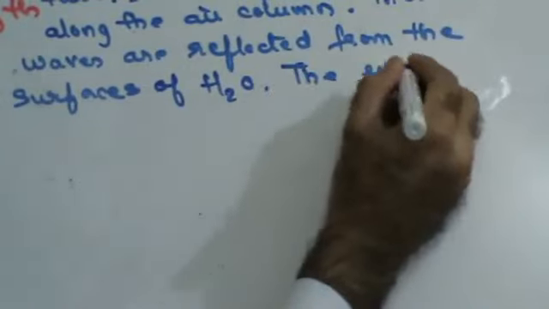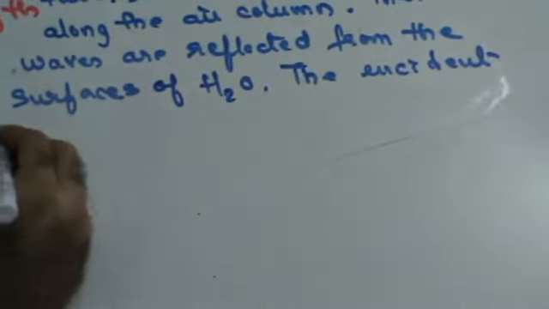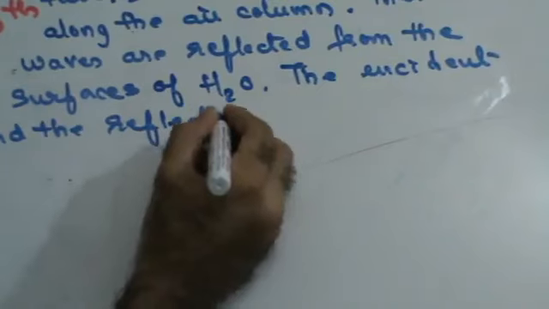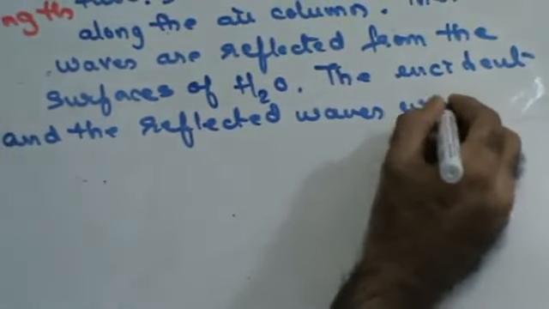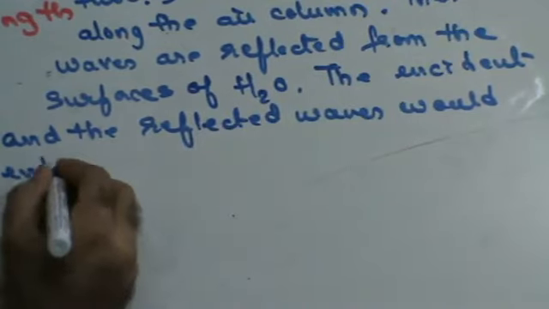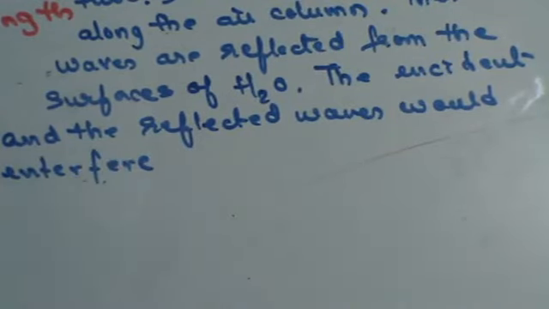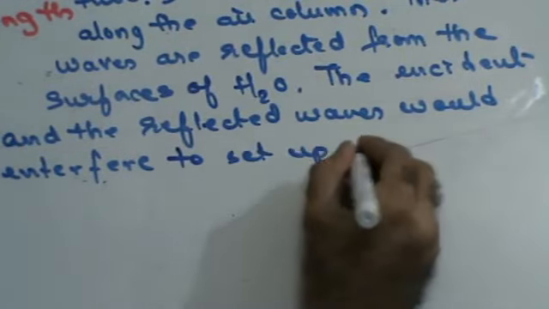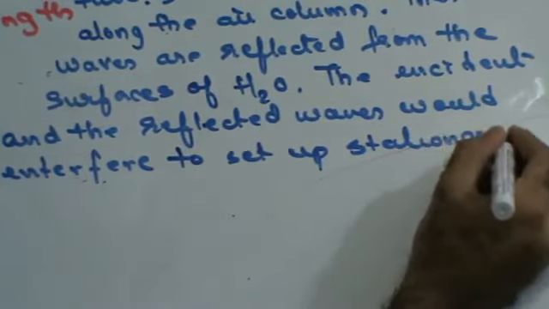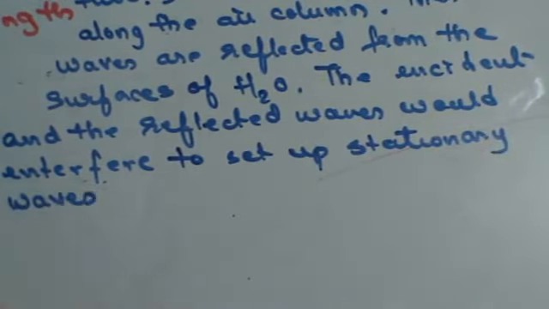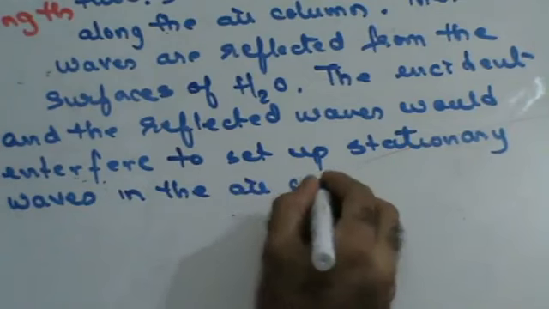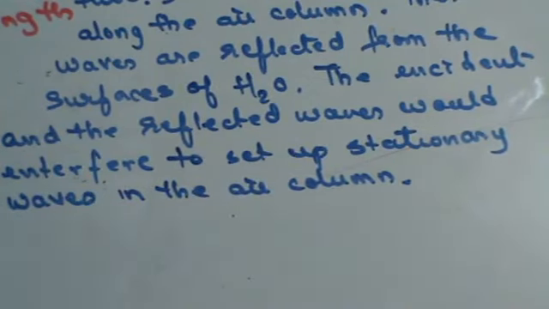The incident and the reflected waves would interfere, and set up stationary waves in the air column. Thus, we see that stationary waves are set up in the air column.